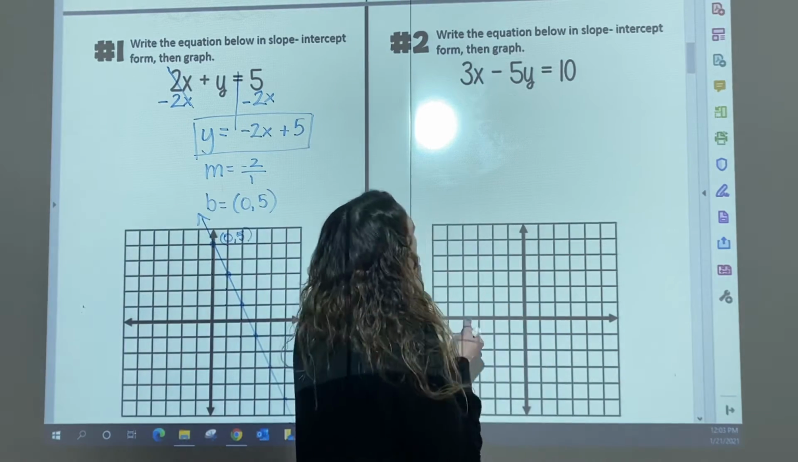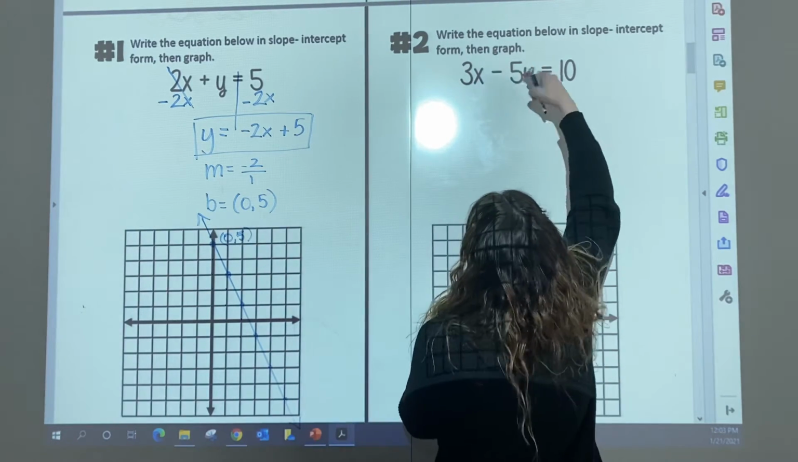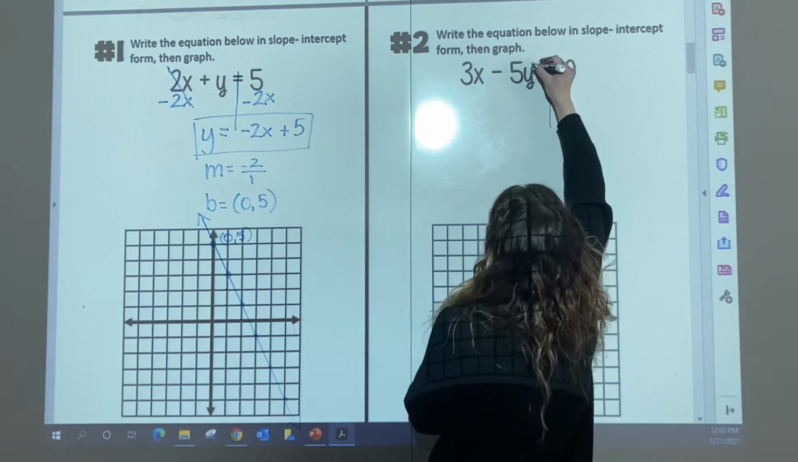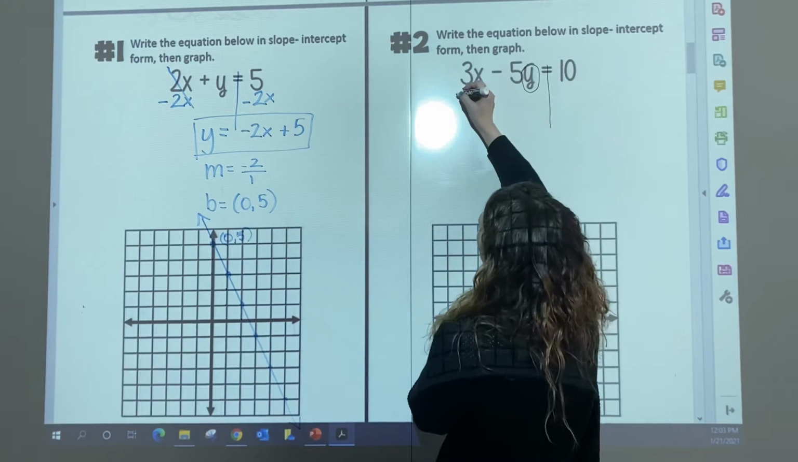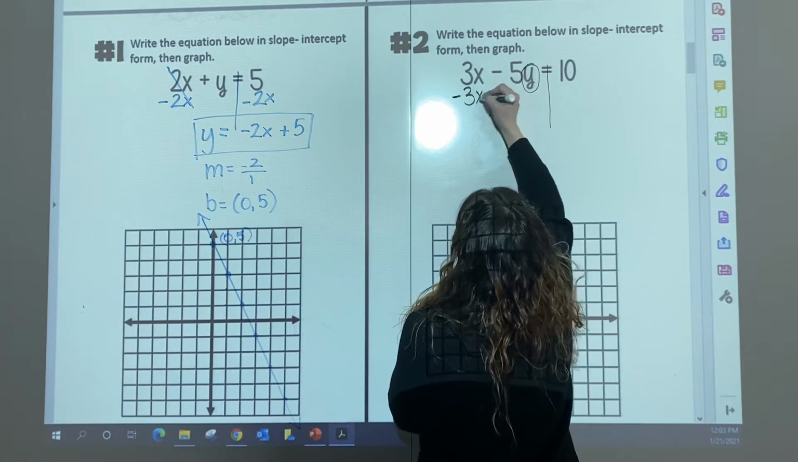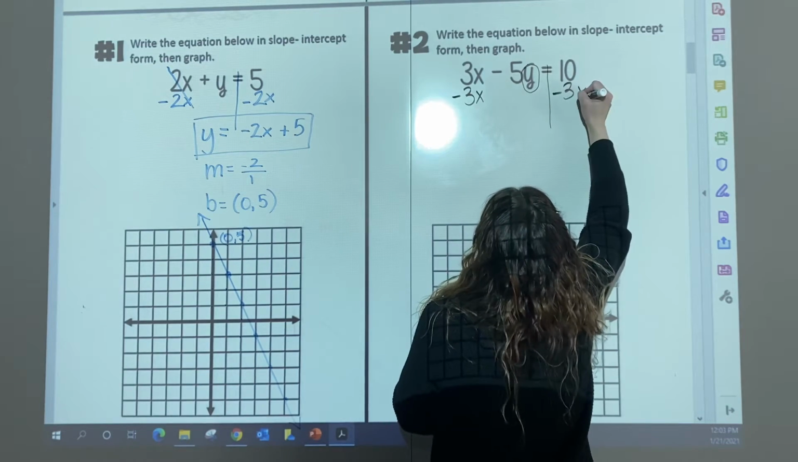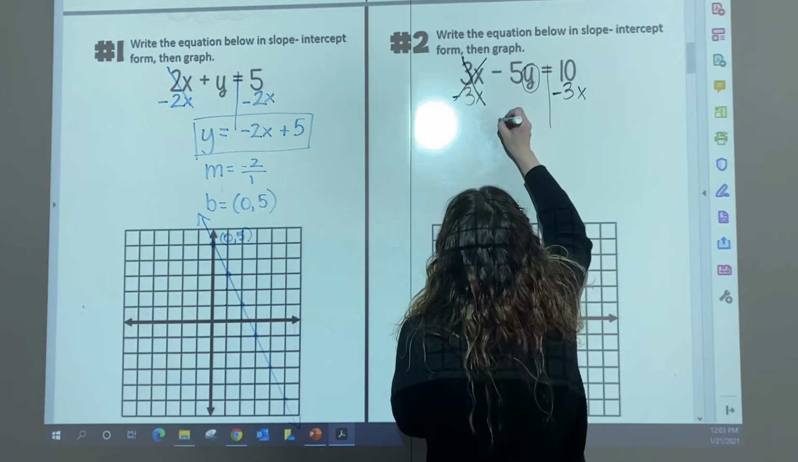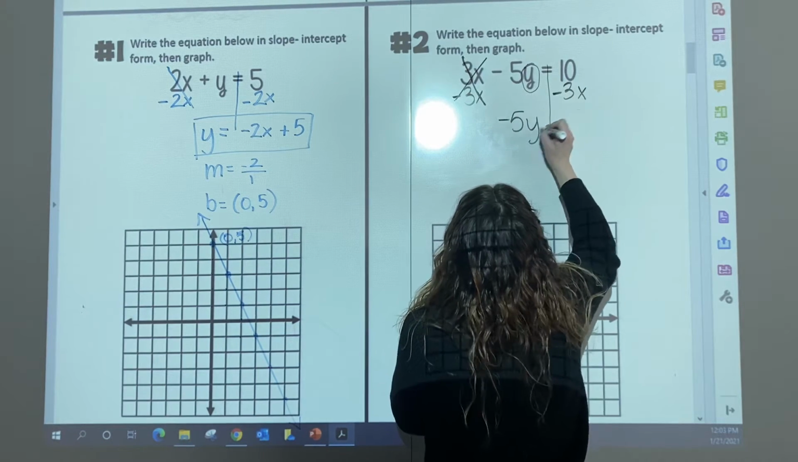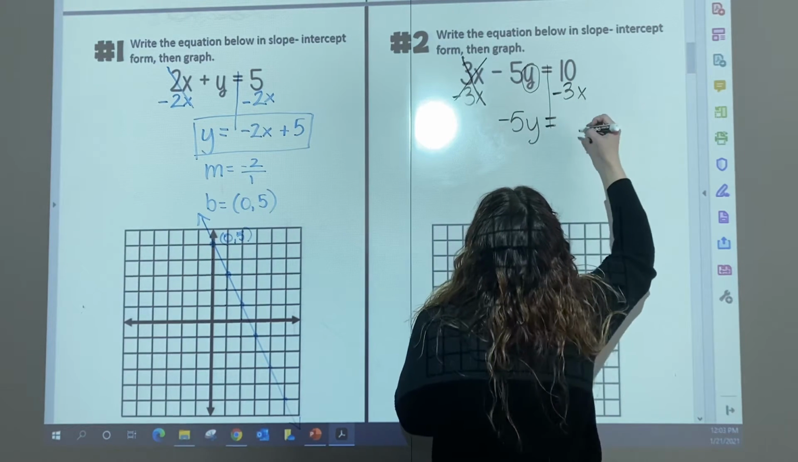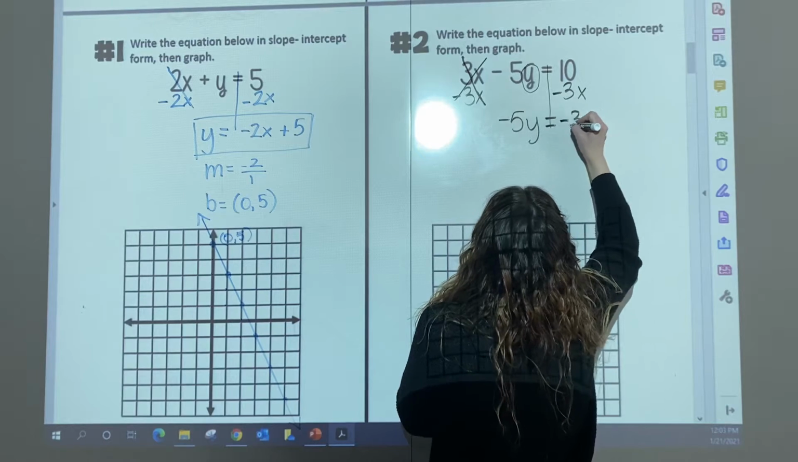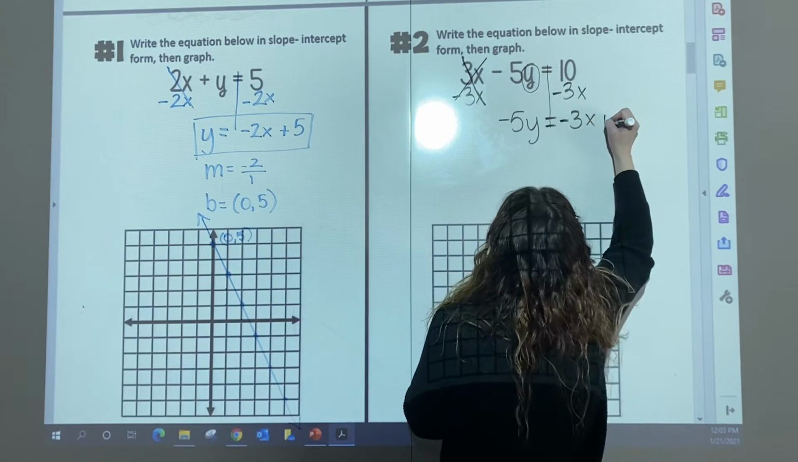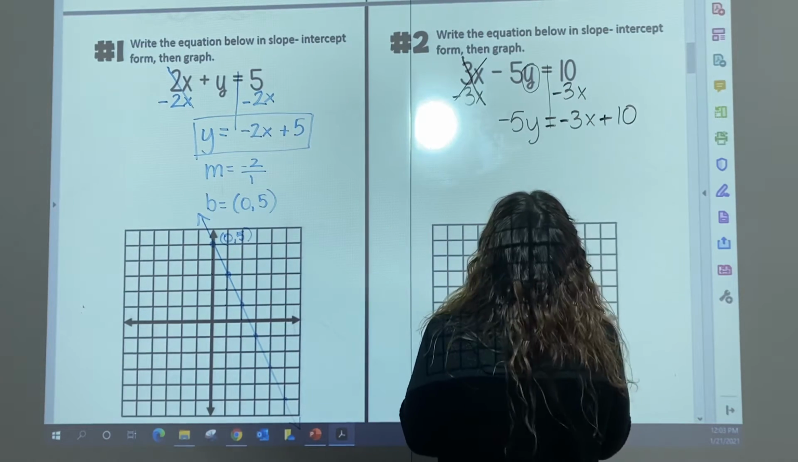Over here, we have something a little bit different because we have a number in front of this y. That's not going to change anything. We're still going to want to move the 3x to the other side of the equal sign first. This goes away. We'll drop down this whole thing. So we have negative 5y equals, we're going to put the x term first, negative 3x. That's a positive 10, so that's going to come down as well.